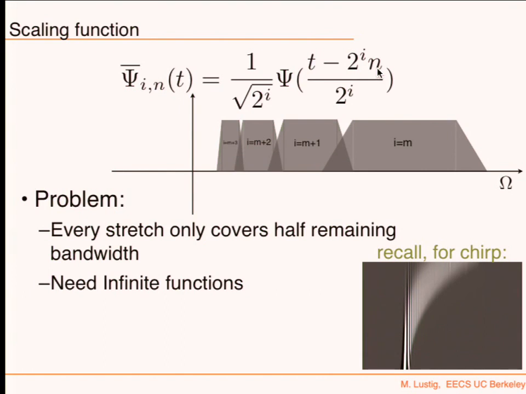Okay? I is the scale, N is the shift. This used to be S. Now S equals 2 to the power of I. This used to be U. Now, instead of U, I have 2 to the power of I times N. Okay?